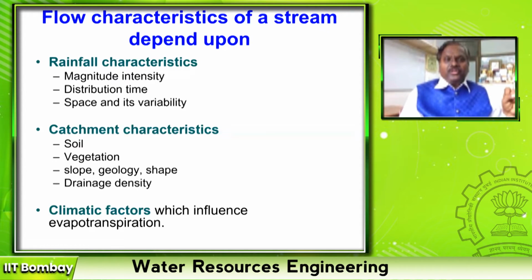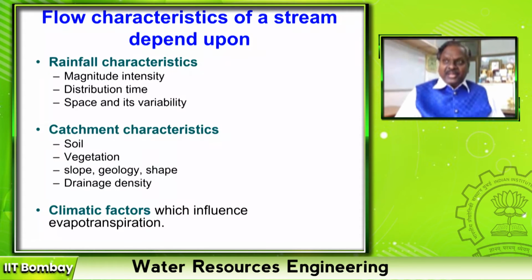First one is magnitude, that means centimeter per hour, intensity. The second one is distribution in time, how long the rain has happened. And space and its variability, whether it is happening uniformly over the entire catchment, or in one location it is heavy intensity rainfall and in another place there is zero. So these are all the governing factors of rainfall which govern the flow characteristics.